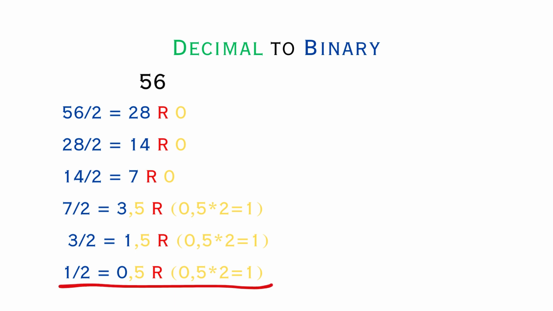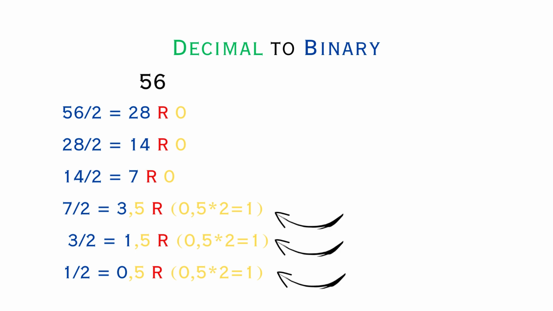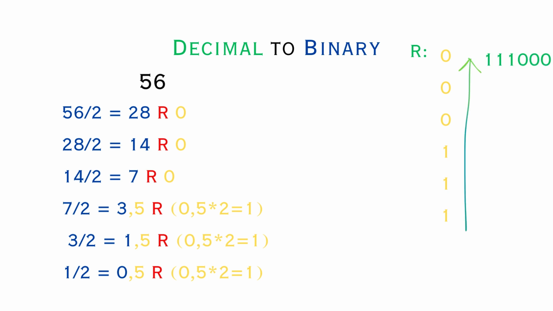0.5, okay. So once we have 0 on this side, we need to stop. And we have 0.5, the remainder, times 2, that will be 1. So we have the remainders, 1, 1, 1, 0, 0, 0. We write them down, and now we have to read them from down to top. And that will be our binary number. So 56 in binary will be 1, 1, 1, 0, 0, 0.